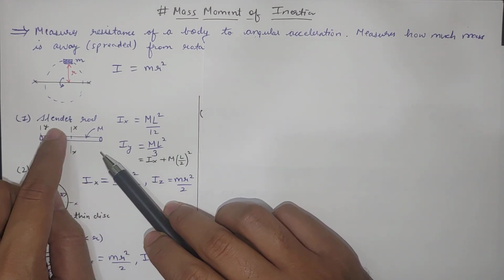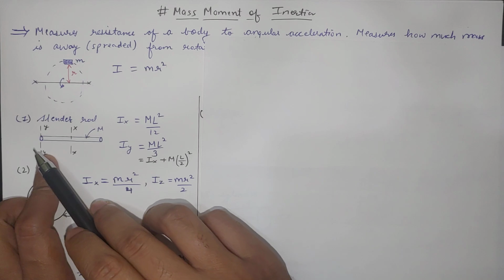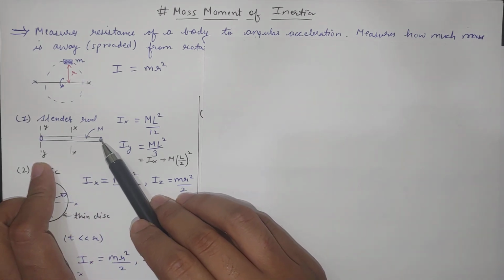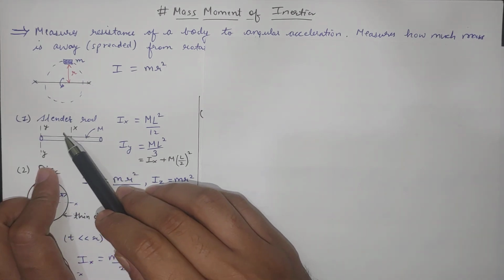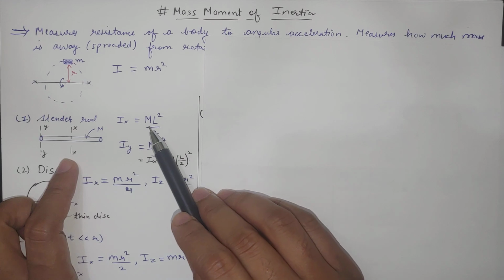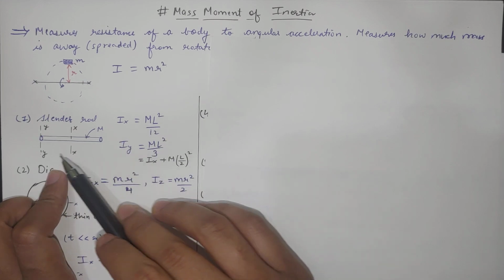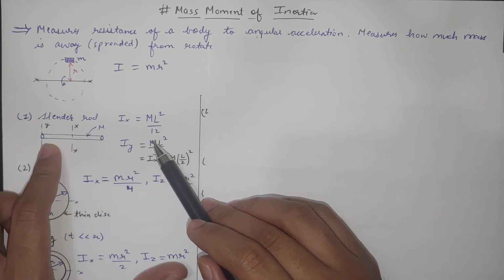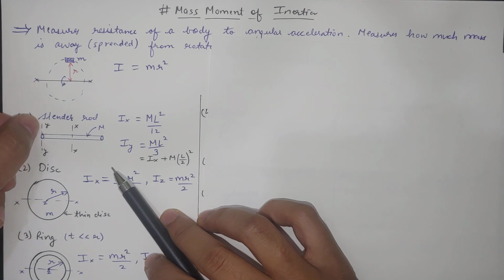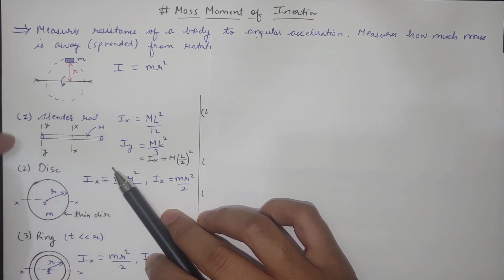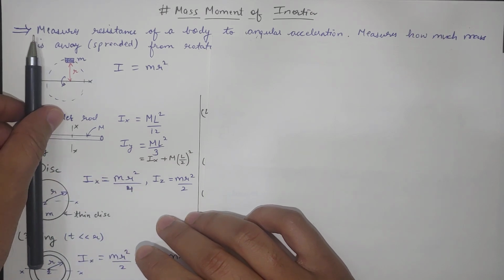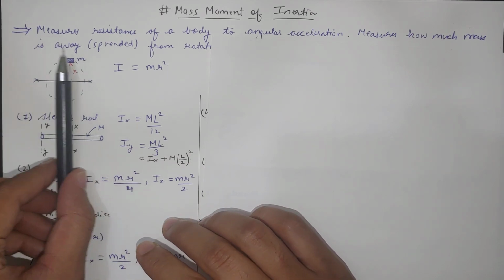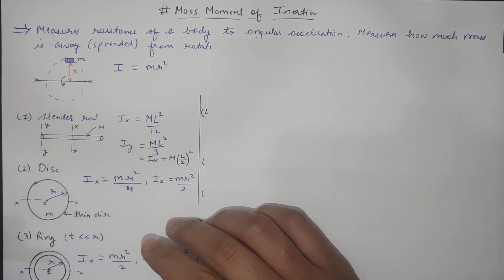So this is a slender rod. It's a long rod where the radius is negligible. Now to calculate inertia Ixx, it is simply ml square by 12, where L is the length and m is the mass of this rod. The object is rotating with respect to this axis, so it is going inside the paper and coming out from the other side, rotating like this.